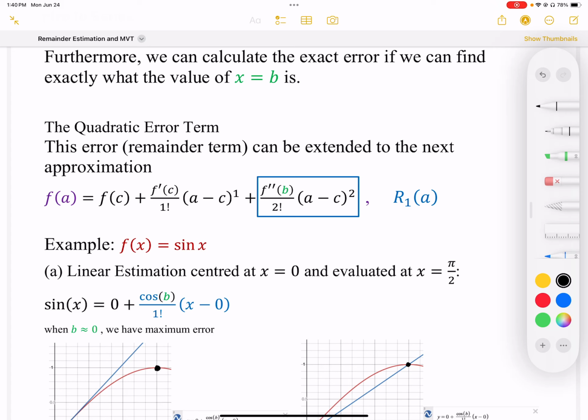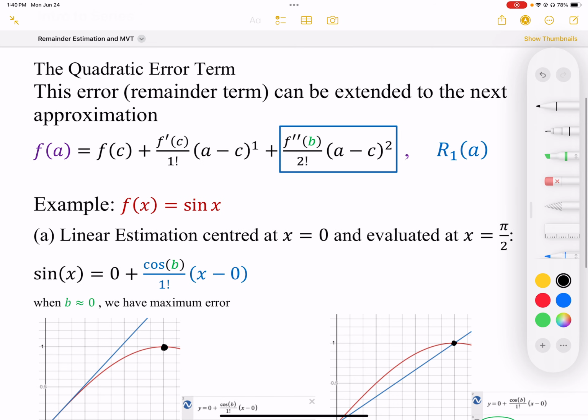The linear version of the Lagrange error term is basically a rearrangement of the mean value theorem, where we have the first approximation at f of c, and the remainder term, being the first derivative term, is going to be the error term for that linear approximation. So we can then extend this and find a quadratic error term.